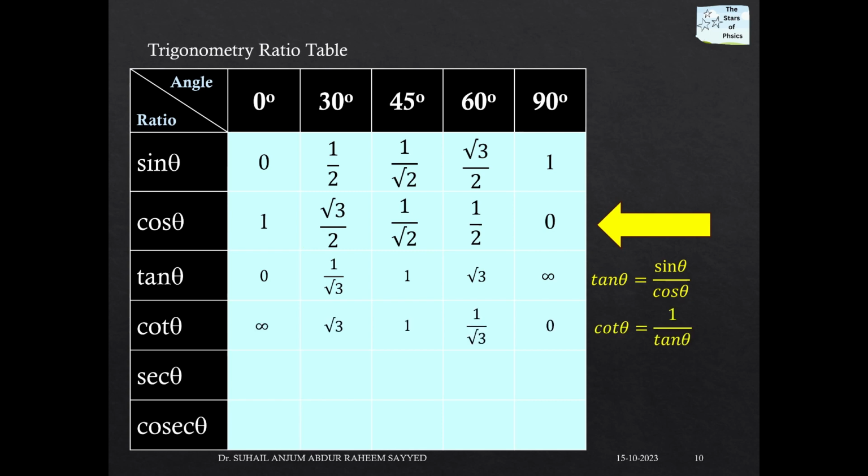Then to get cot of theta, it is the reciprocal of tan of theta. So 1 divided by 0 we get not defined, 1 divided by 1 by root 3 will be root 3, 1 divided by 1 is 1, 1 divided by root 3 will be 1 by root 3, and 1 divided by not defined, that is infinity, so it will be 0. Then sec of theta is the reciprocal of cos of theta, so we just find 1 divided by the cos theta row elements, and similarly 1 divided by the sin theta row will give us cosec theta.